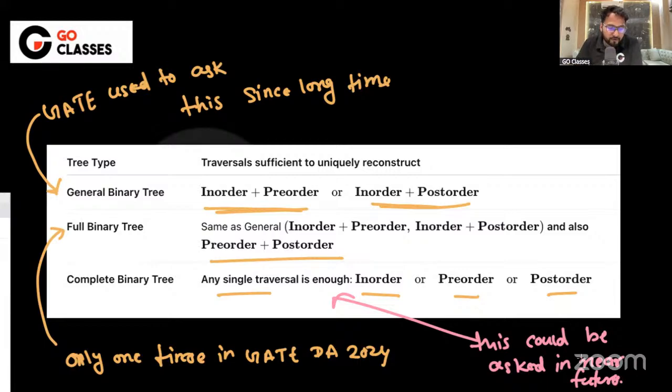Is this okay to everyone? That's what I'm trying to say. So basically, for a full tree, any two will work. For a complete tree, any one will work. For a general binary tree, in-order is a must, along with either pre-order or post-order. I hope that is fine to everyone.